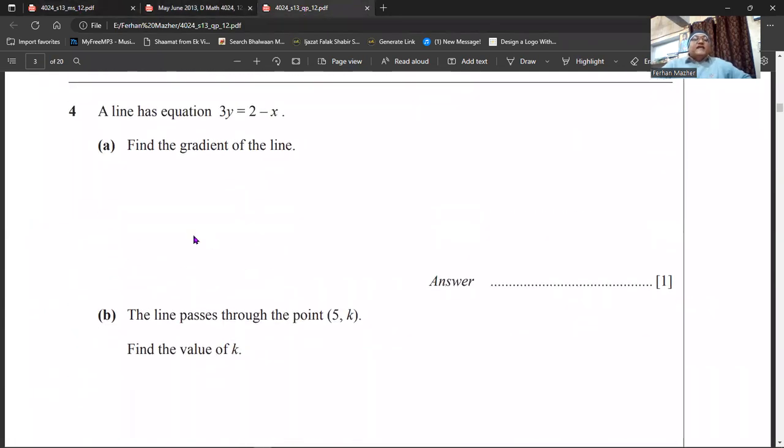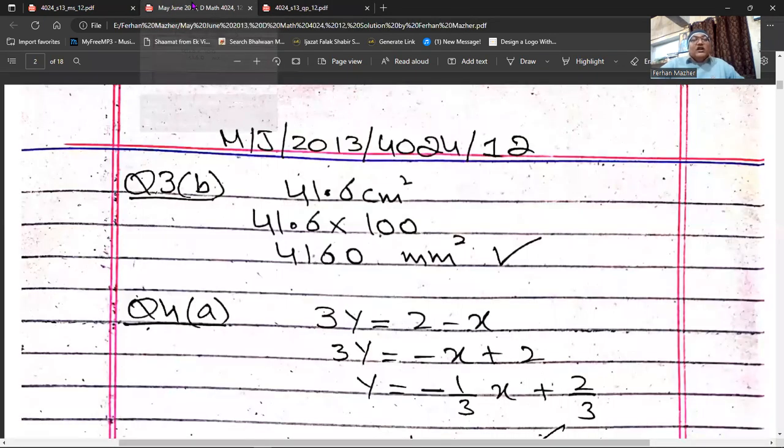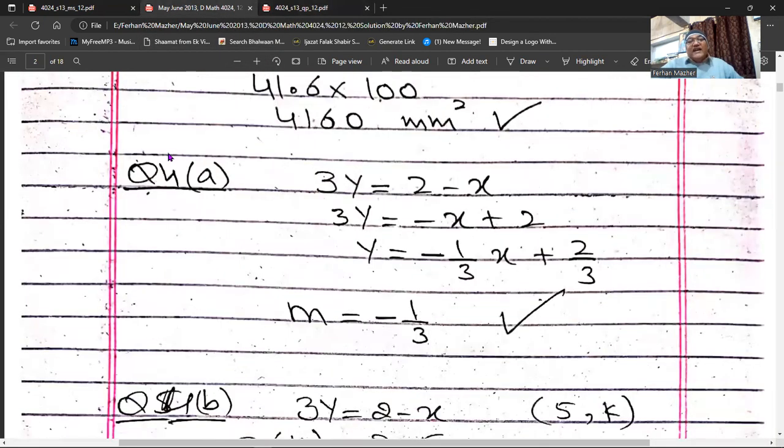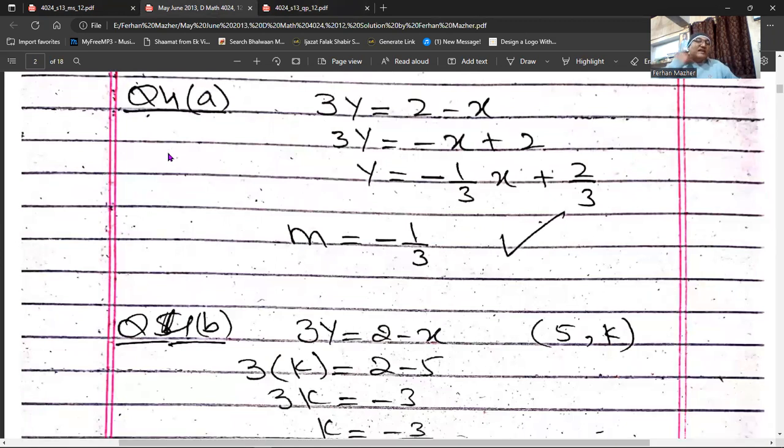Question number 4, it's A part. He says a line has equation 3y equals 2 minus x. Find the gradient of this line. So this is a technique in which, from a given equation, we find the gradient of the line. We make y alone on one side. When the y is positive and alone on one side, the coefficient of the x on the other side is called the gradient of that line.